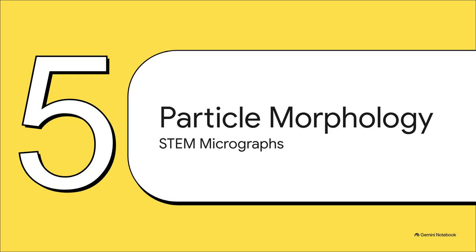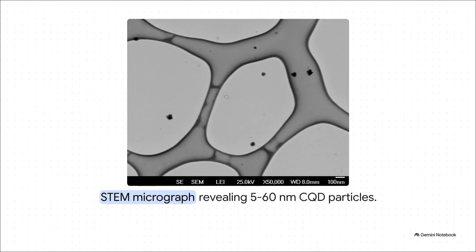Section 5. STEM particle morphology. To visually ground all that optical data, we turn to the physical morphology. These high-resolution STEM micrographs give us a fantastic, super-magnified look. They reveal these well-defined, quasi-spherical nanoparticles ranging anywhere from 5 to 60 nanometers. But they also reveal a key trade-off. Under the more severe hydrothermal conditions, meaning the higher temperatures and longer times, we start to clearly see particle growth and larger, agglomerated structures clustering together.